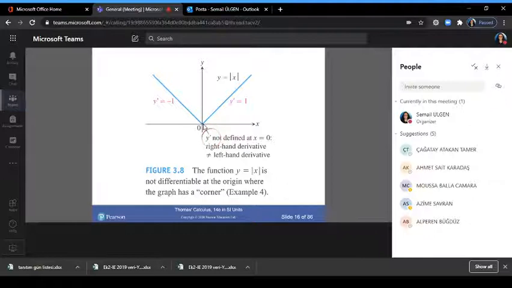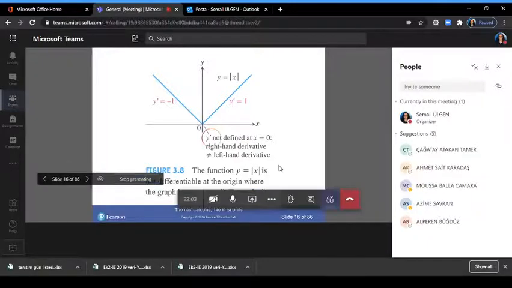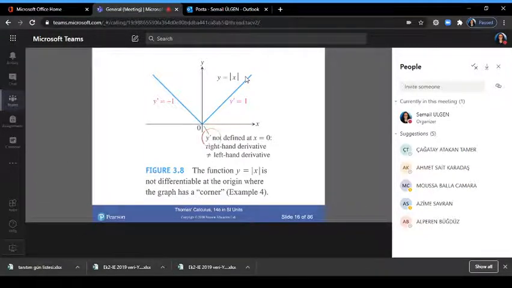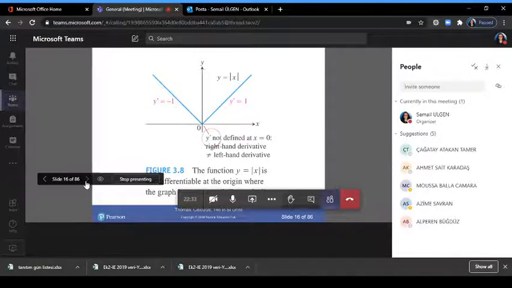We usually call it a corner. If you have a corner in the graph, don't expect to have the derivative defined at that point. So we call this function, y equals the absolute value of x, I'm so sorry, differentiable everywhere except x equal to 0. There's only one point at which y equals the absolute value of x is not differentiable. For the rest of the points, it is differentiable.